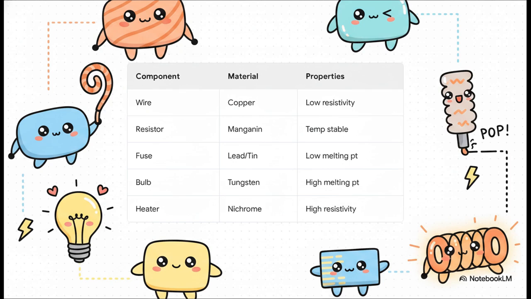It's the same idea for other stuff around your house. Standard resistors use manganese because its resistance is barely affected by temperature. Your fuse uses a lead tin alloy, so it will melt quickly and break the circuit if things get dangerously hot. And your space heater, that uses nichrome wire, specifically chosen for its high resistivity to keep your room toasty.